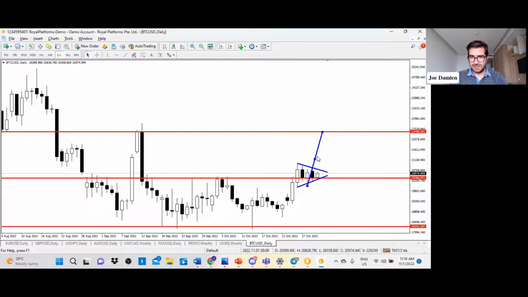And also we can see that we have an ABCD pattern. So this is the ABC bullish impulsive wave. And if we assume that the CD, which is the next bullish impulsive wave, is equal to the previous one, most probably this will coincide with the previous high, which is the 22,400 mark. So this is our analysis for today.